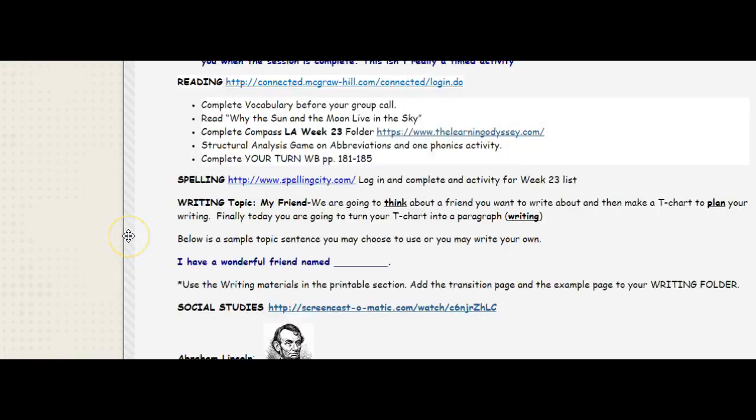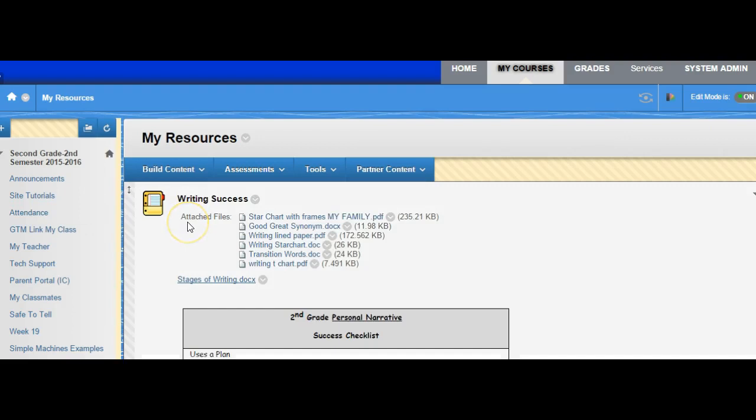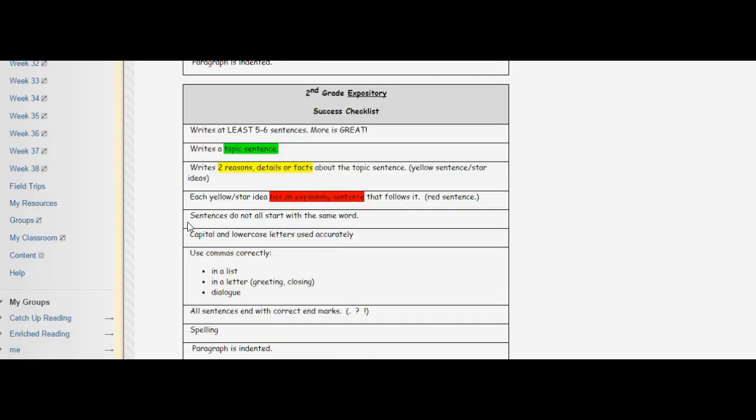And our success criteria is going to be up here and under the My Resources button. And let's get that to open. And let's see. So we are doing expository writing. So you're writing information about your friend. So that's why it's expository. And so these are the things that are going to show us that your paragraph is successful, that you have at least 5 to 6 sentences.